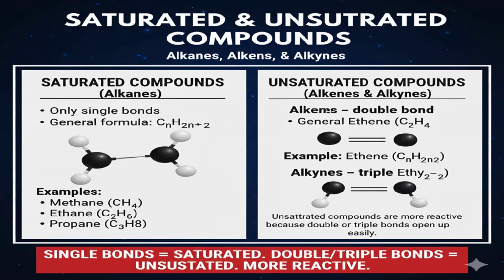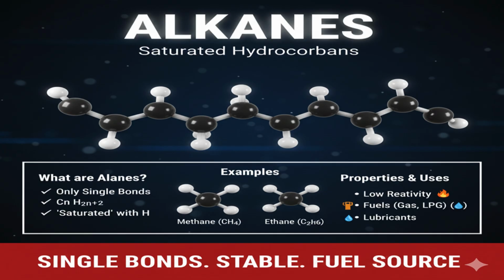4. Saturated and unsaturated compounds. Saturated compounds. Alkanes. Only single bonds. General formula CnH2n+2. Example methane CH4, ethane C2H6, propane C3H8.